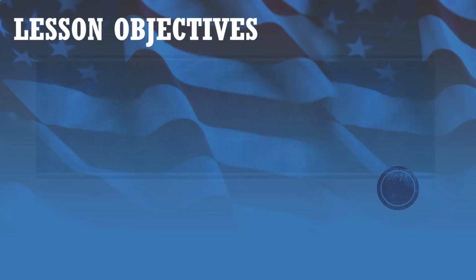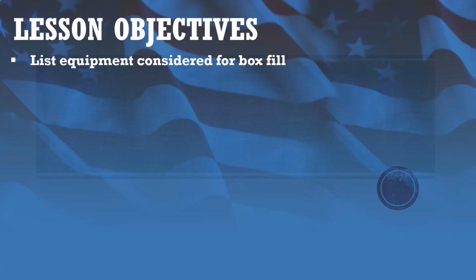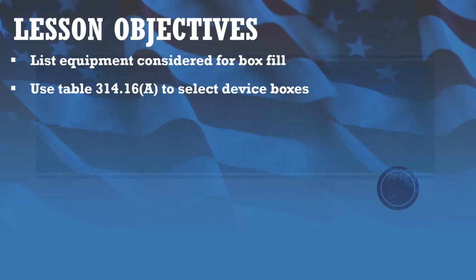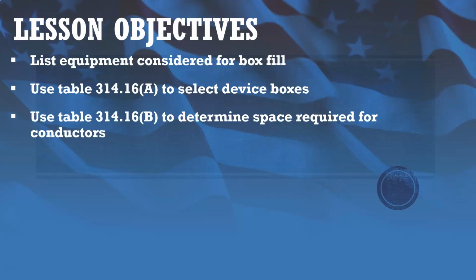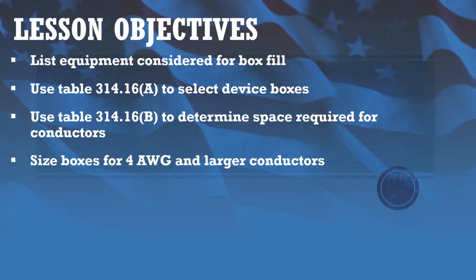So, for objectives for this lesson, we're going to list the equipment considered for box fill. In other words, what type of things go into a box that affect how big the box has to be. We're going to use table 314.16a to select device boxes. We're going to use table 314.16b to determine the space required for conductors. And we're going to size boxes for 4 AWG and larger conductors. That's kind of the cutoff point for our boxes.